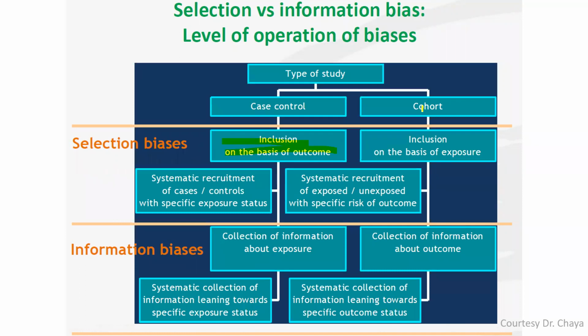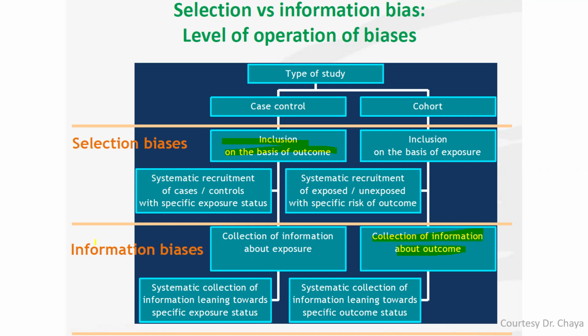But when I'm looking at the cohort, it's how I include my participants based on the exposure, which is the selection bias. But when I actually collect information about my outcome throughout my cohort, any problem in the detection of my outcome would be an information bias. So it's just, if you want, the approach, how you're looking at it.